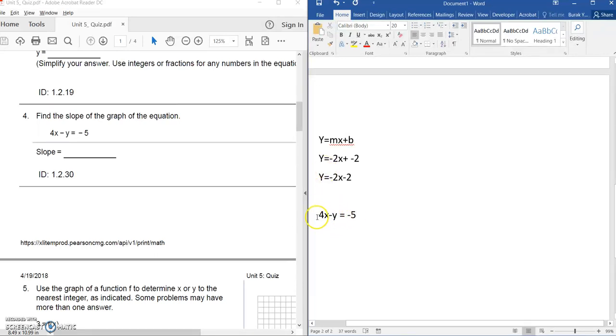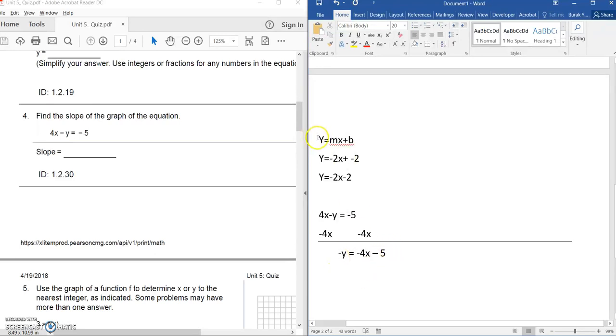So I'm trying to isolate y. So the first thing I need to do is get rid of this 4x. So if I just subtract 4x from both sides, then I can cancel these out. So what I have is -y equals, 4x is cancelled, -y is left on the left hand side, and then this is -5 minus 4x. Remember again, these two are not like terms, so I cannot combine them. So what I would do is write the -4x and then -5. So it's -4x minus 5.